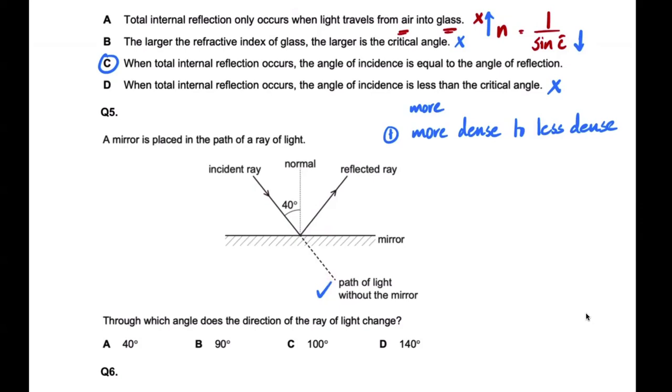So all I need to use for this are some angle properties and just a little bit of math. If this is 40 degrees, I know by reflection this is also going to be 40 degrees. Because this is the normal, which makes this angle 90, I know this would be 50. And similarly, this would be 50 as well. And again, because these are straight lines, if this is 50, then this would also be 50. So this is the path of light without the mirror. It changes through this direction. So this angle is 50 plus 50, that's 100 degrees.